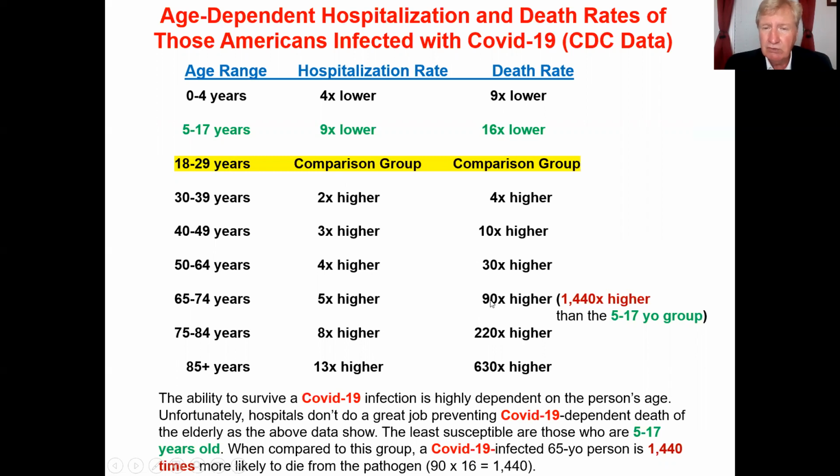Now, the data gets even more dramatic if you compare it to the preteen group. The death rate is 16-fold lower in this preteen to teen group than the comparison group. So if you now compare 65 years old to the preteens, you're actually 1,440 times greater. And the situation gets worse. If you're a man, double this by 2. If you're Black, double it by 2. If you have a pre-existing condition, double it by at least 2. This is the reason why vaccination of the elderly is so important.